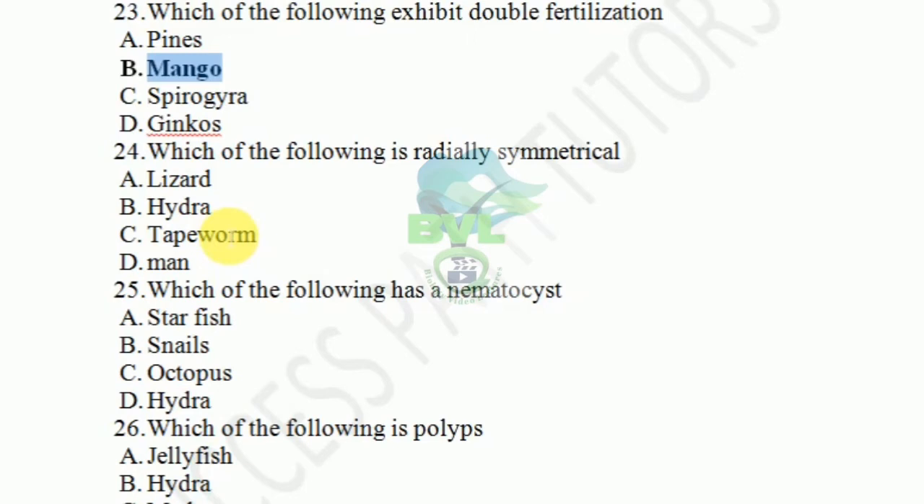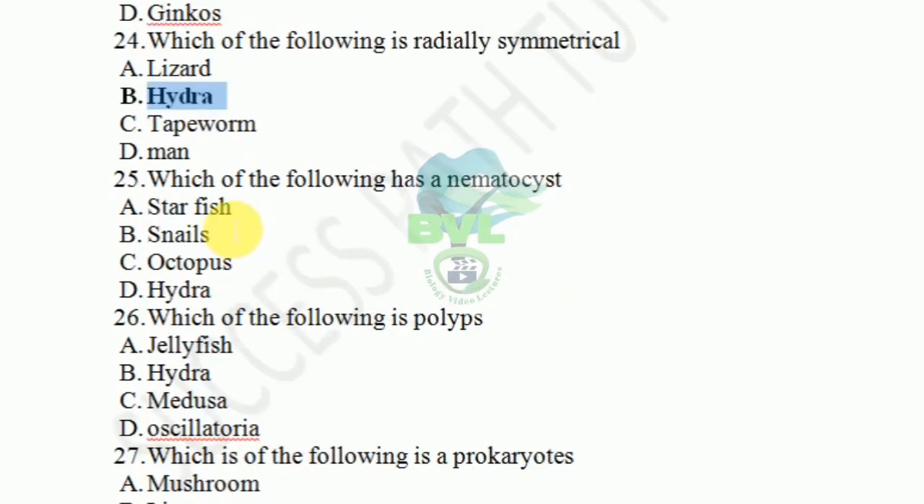Which of the following is radially symmetrical? That means they are divided from the middle. That's Hydra, because they don't really have a head or a tail. The body cannot be divided into two equal halves, which is what we call bilateral symmetry, where you can have what you have on the right on the left. But for Hydra, it doesn't have a normal head or tail, so you can't divide it into two. You can only divide it from the middle.